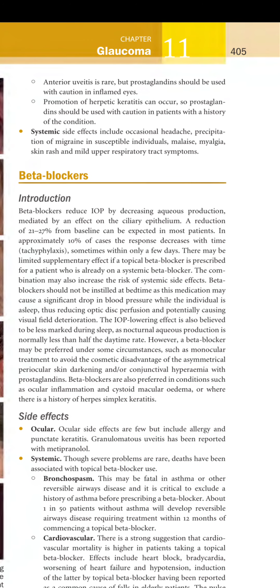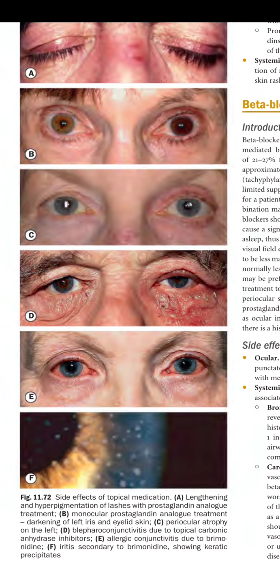Anterior uveitis is rare, but prostaglandins should be used with caution in an inflamed eye. Reactivation of herpetic keratitis can occur, so prostaglandins should be used with caution in patients with a history of the condition. Systemic side effects include occasional headache, precipitation of migraine in susceptible individuals, malaise, myalgia, skin rash, and mild upper respiratory tract symptoms. So in systemic side effects, there can be headache, precipitation of migraine, malaise, myalgia, and upper respiratory tract symptoms. So these are the side effects.